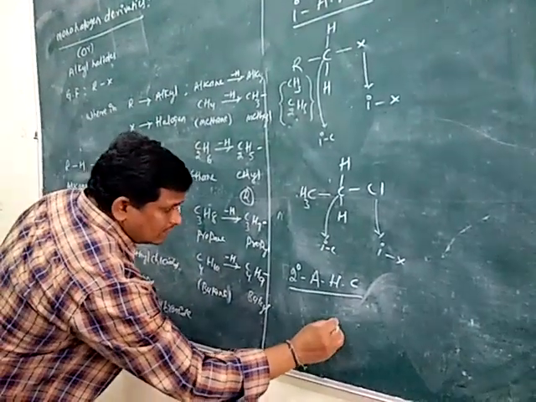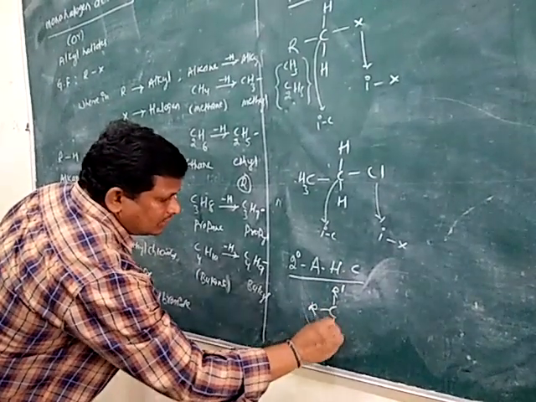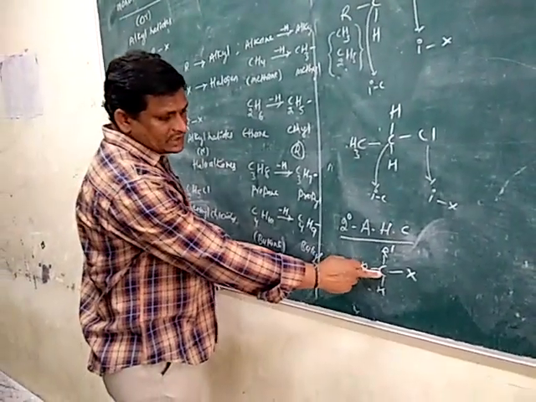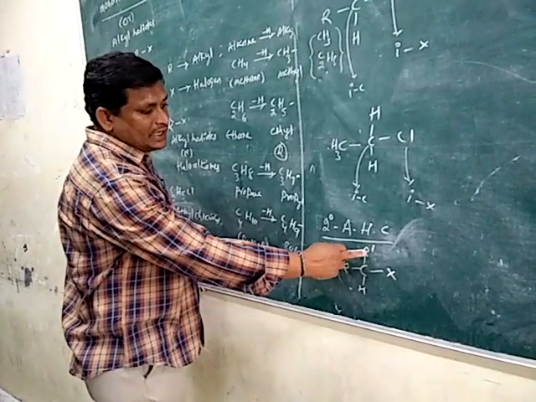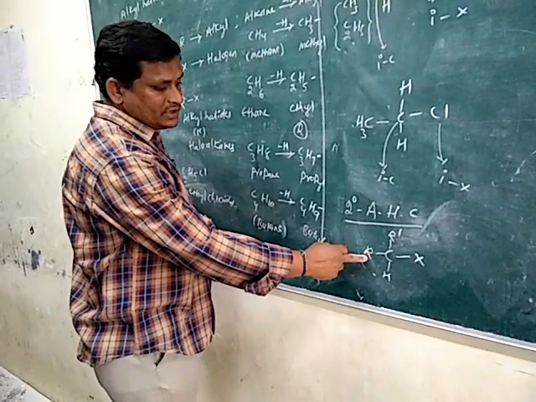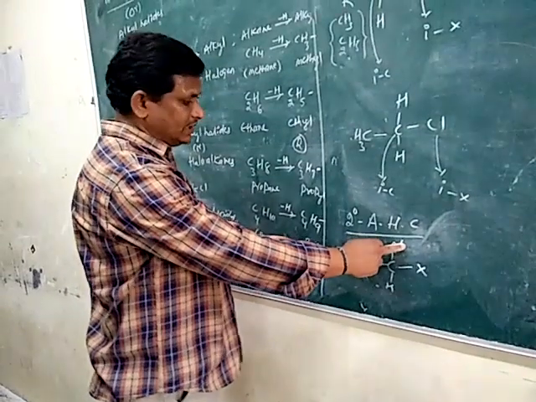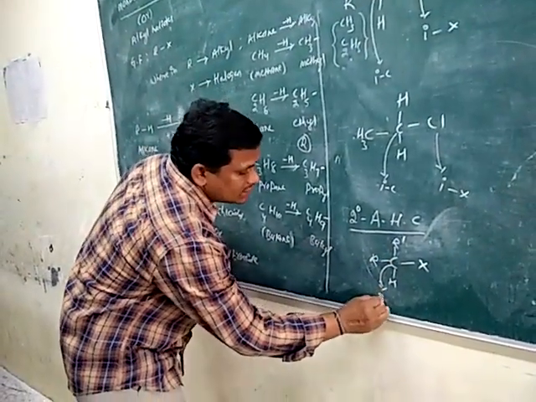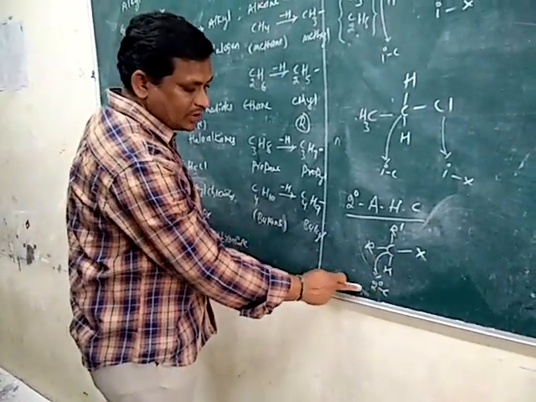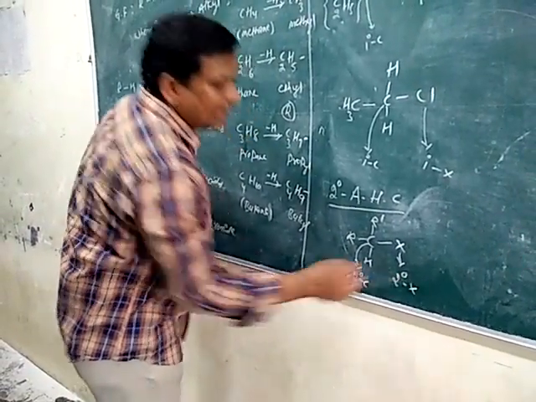For example, carbon with R dash, R, H, and X. This carbon is attached to two other carbons, and these two are the alkyl groups. For example, if in the place of R we take methyl and in the place of R dash ethyl, this carbon is a secondary carbon. This halogen is attached to the secondary carbon, so it is considered a secondary halogen.